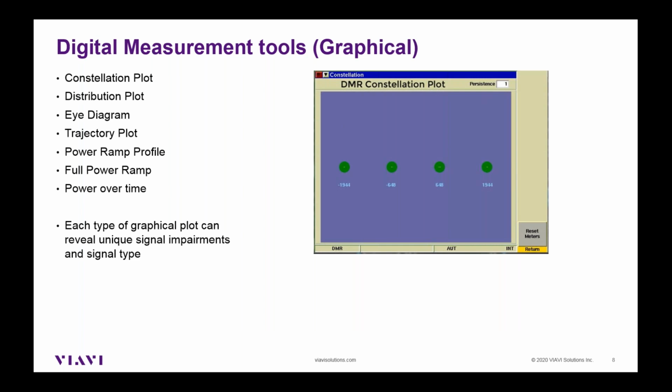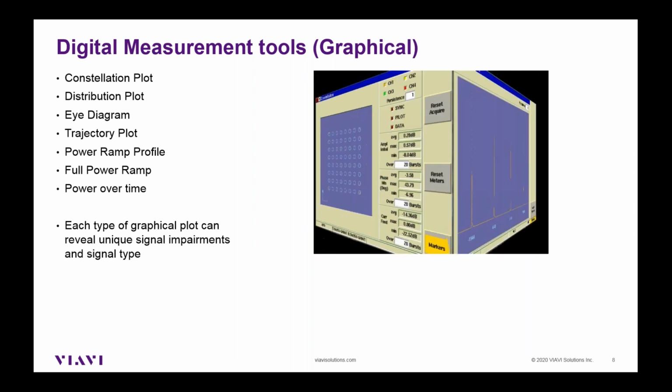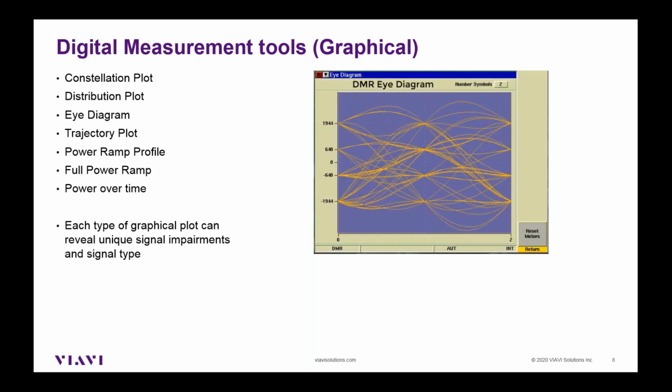So now we'll look at some of the digital measurement tools. There's a constellation plot. This is another example of a constellation plot, but with 64 QAM type modulation. This is a distribution plot. And this is the distribution plot again, but this is looking at HCPM modulation. So one thing you can see is that even with the same type of plot, if the signal is different, it's going to appear differently.